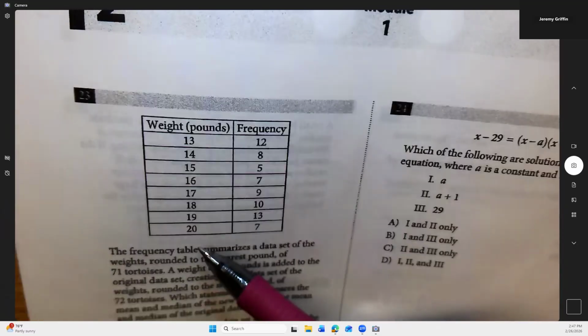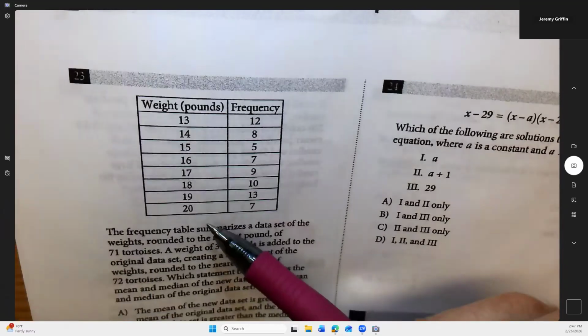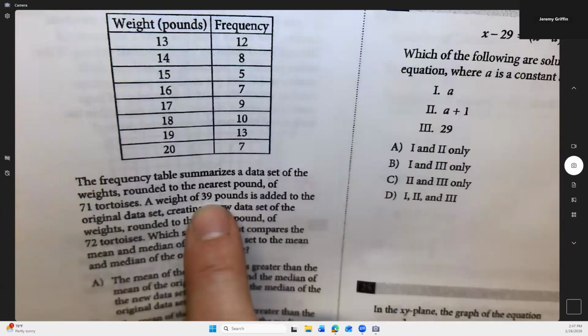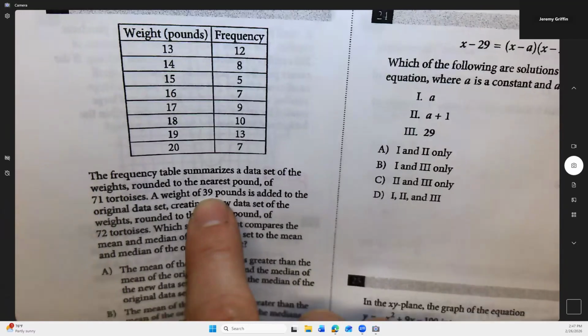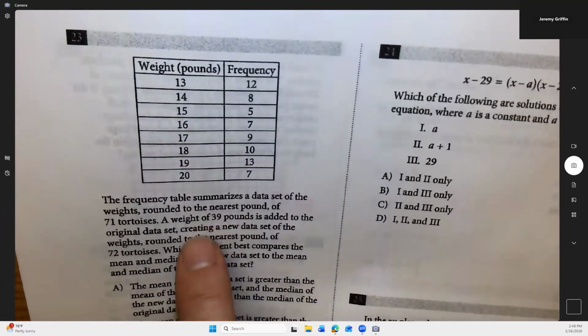We got 7 tortoises that are 20 pounds. That's really big. Okay? And then we're going to add another tortoise, and this guy's 39 pounds? Wow, he's almost twice as heavy as the already heaviest set of tortoises. Okay, so it's kind of an outlier.